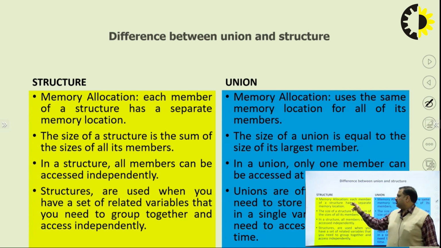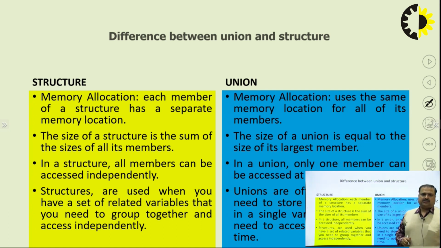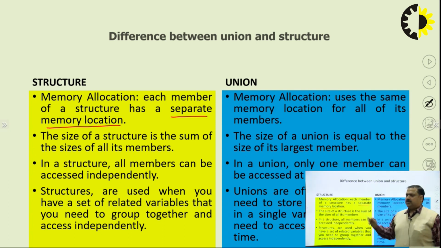So now let us understand what the difference is between union and structure. In the memory allocation of a structure, each member has a separate memory location. In case of structure, every member has independent access, like in the real world, in a house, every member has its own room. So nobody needs to interfere in others' space. Everybody has their own room. That is the philosophy in structure.